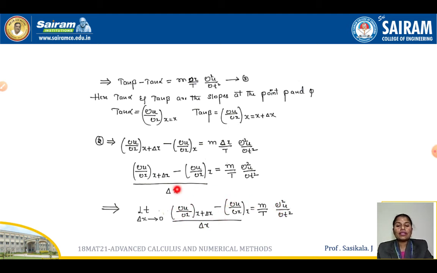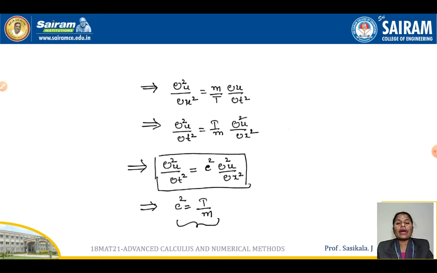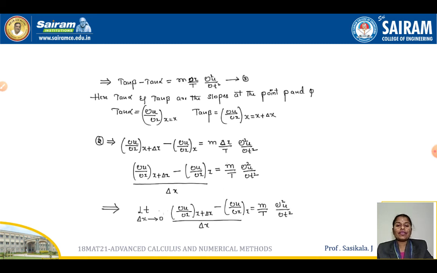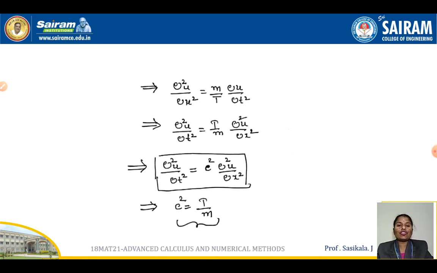This is exactly the first principle of your PDE. It is f of x plus delta x minus f of x, divided by delta x, where delta x tends to 0. It is nothing but dou f by dou x. So here instead of f I have dou u by dou x. So it is nothing but dou squared u by dou x squared, which is equal to m by T into dou squared u by dou t squared.